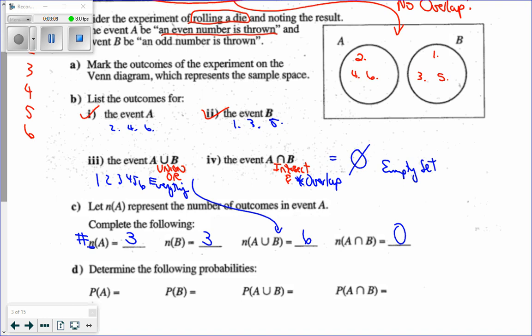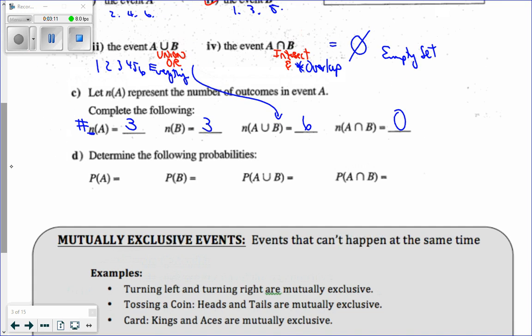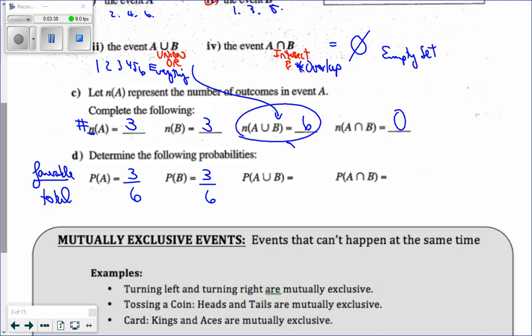So probability. So it's favorable over total. So circle A had 3 elements in it over a total of 6. Circle B had 3 elements in it over a total of 6. A or B had 6 elements in it out of a total of 6. Think about it.